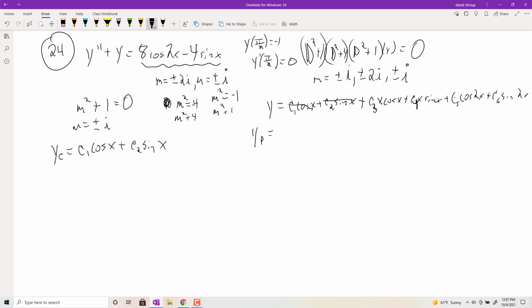Wow. Really? Yeah, wow, that one's brutal. So I'll have ax cosine x plus bx sine x plus c cosine 2x plus d sine 2x. And then you can start taking derivatives and go up to the second derivative.